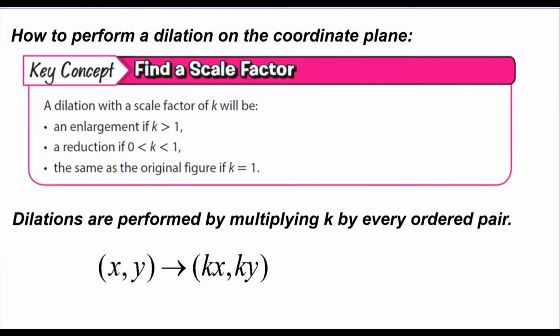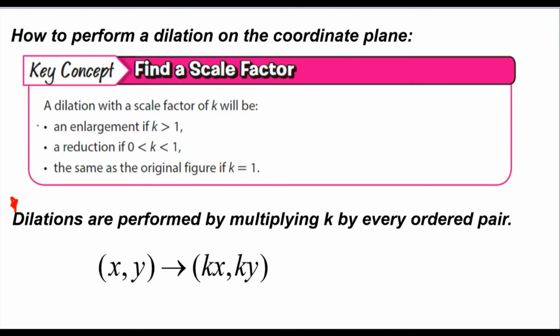How to perform a dilation on the coordinate plane. Dilations are performed by multiplying K by every ordered pair, where it's just going to be a multiplier, really. So our scale factor is a multiplier. We're going to multiply the ordered pairs by the scale factor. So every number in our ordered pair is going to get multiplied by the scale factor.